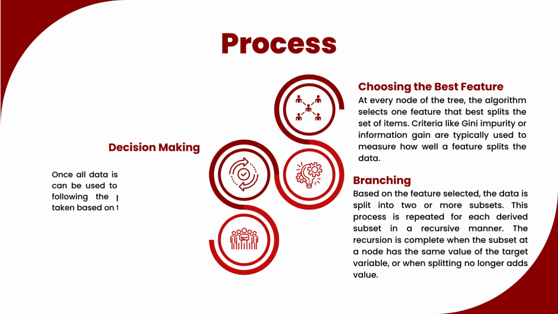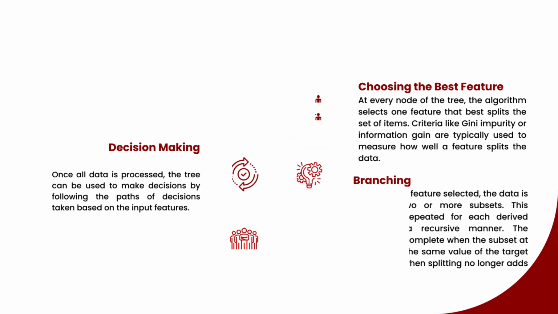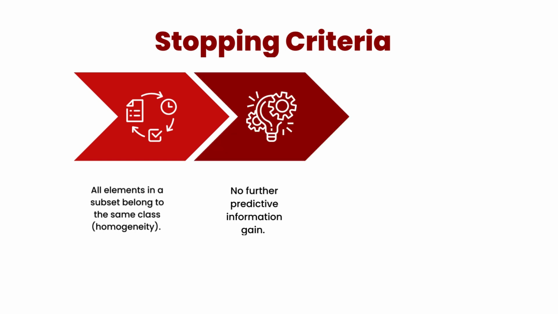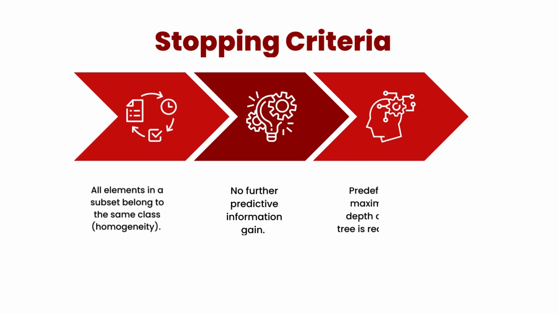Decision making: once all data is processed, the tree can be used to make decisions by following the paths of decisions taken based on the input features. Stopping criteria: all elements in a subset belong to the same class. Homogeneity: no further predictive information gain. Predefined maximum depth of the tree is reached.